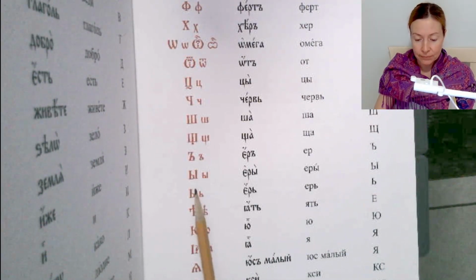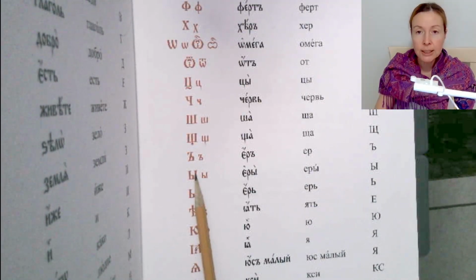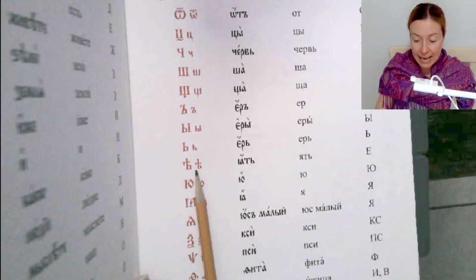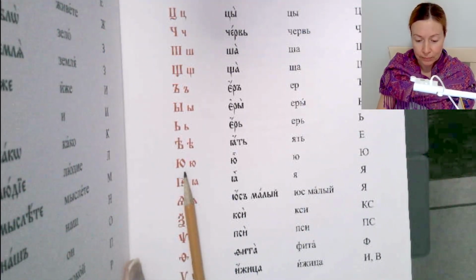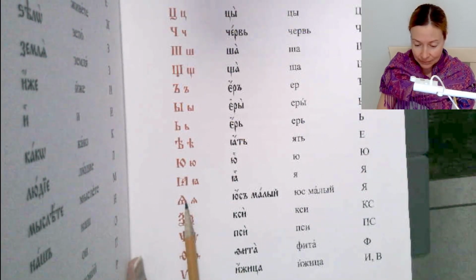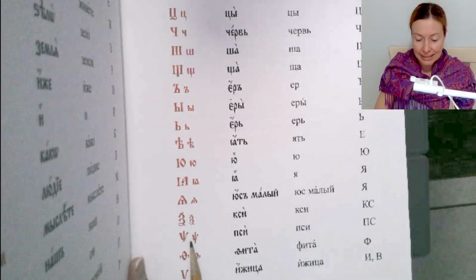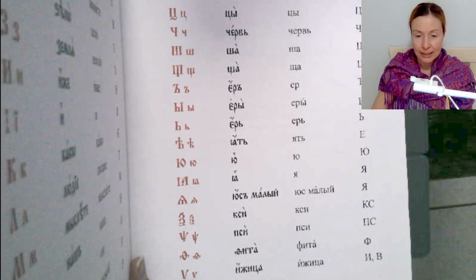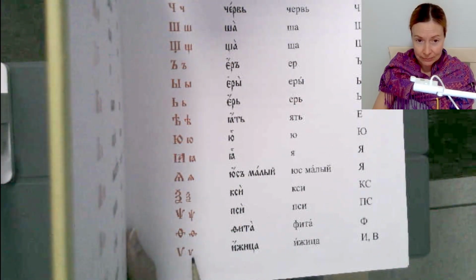ще. This has no sound. И. This has no sound. Є. Ю. Я. Я. Кс. Пс. Фіта. І. Oh, I'm sorry. І.